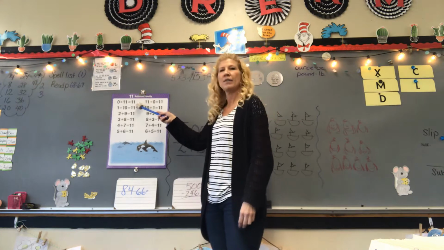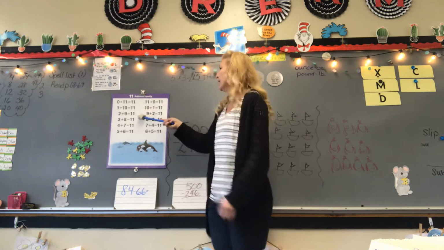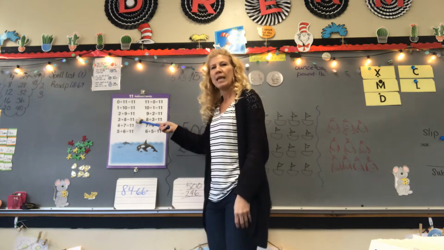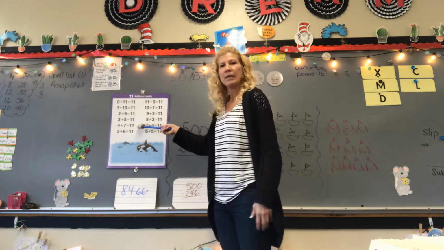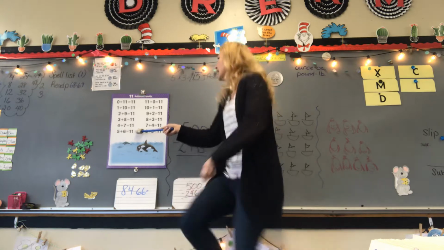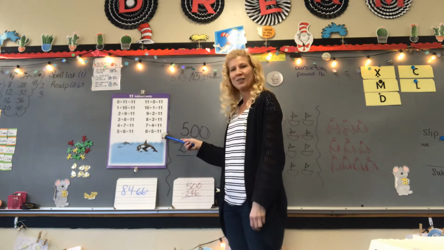0 plus 11 equals 11. We'll do a jig. 1 plus 10 equals 11. 2 plus 9 equals 11. 3 plus 8 equals 11. 4 plus 7 equals 11. 5 plus 6 equals 11. 11 plus 0 equals 11. 6 plus 5 equals 11.